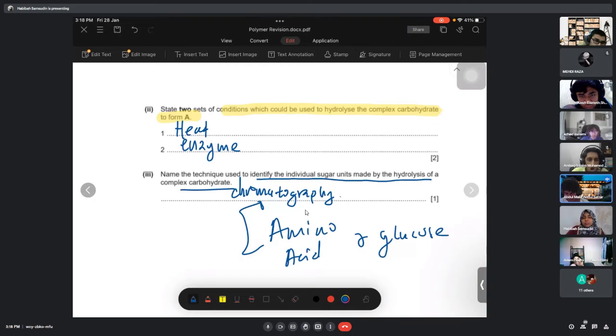Teacher, for the conditions, instead of heat, is it correct if we write temperature? I had to write high temperature, I can't just write temperature. Actually, the accurate one you should say is heat, Malik. Or you can also say acidic condition, acidic or slightly basic. That one's okay, right? Yeah.